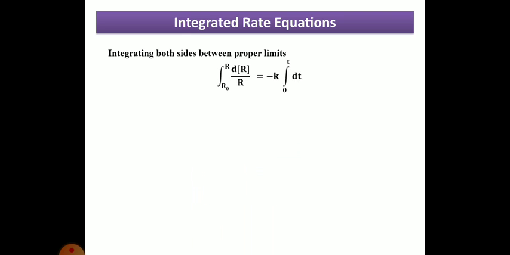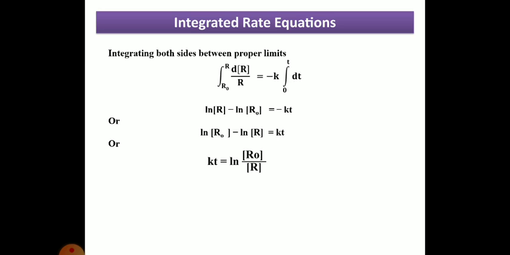Now we are integrating the above equation between the limits R0 to R and time between 0 to t. On integration we get terms like this: log of concentration of R minus log of concentration of R0, and after integration we have applied the limits to the above equation, so we get this equation equal to minus k into t. Or we can also write the above equation as log of R0 minus log of R, by removing the minus sign of k on the right hand side.